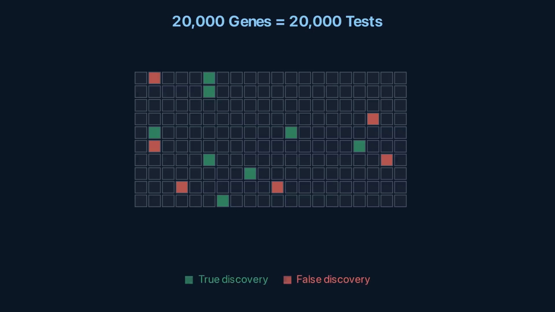Now translate this to genomics. You're not testing 100,000 people. You're testing 20,000 genes. Each gene is a COVID test. You're asking, did this gene's expression change? At alpha equals 0.05, 1,000 genes will look significant by pure chance. Among all your hits, a huge fraction are noise.